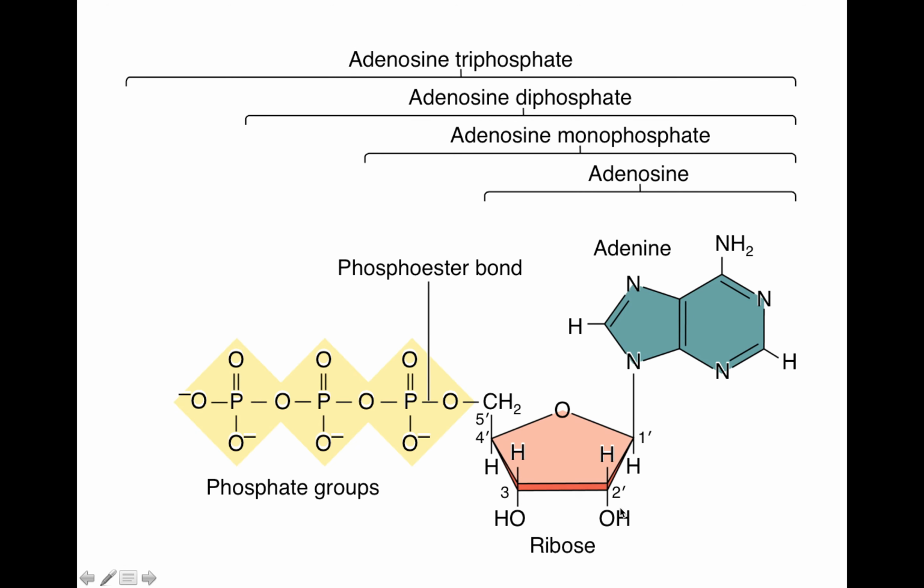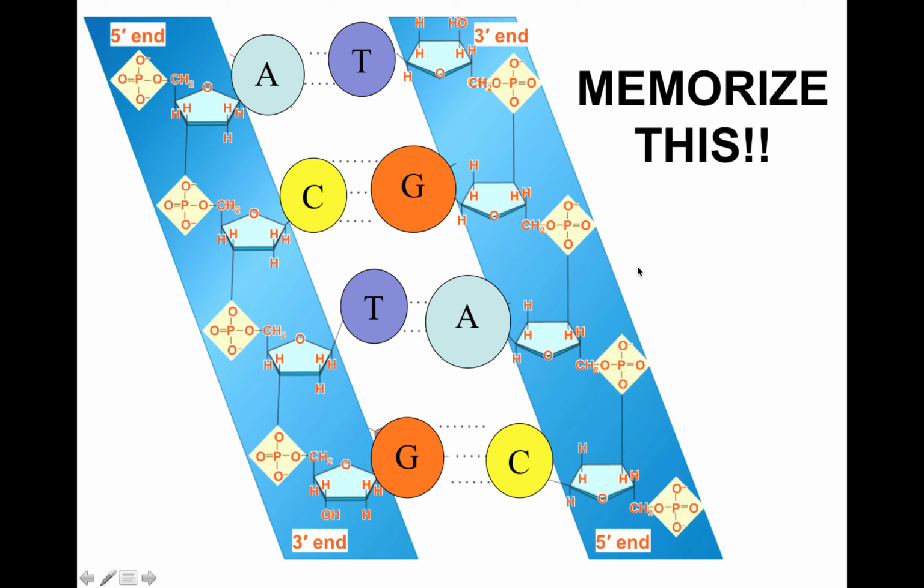Here's a molecule of ribose, and the nomenclature for just the sugar and the base is adenosine. If you add a single phosphate group, it's adenosine monophosphate. 2 phosphates, it's adenosine diphosphate. And 3 phosphates, it's adenosine triphosphate, also known as ATP. If you want to be a powerful student of genetics, you should memorize this structure.